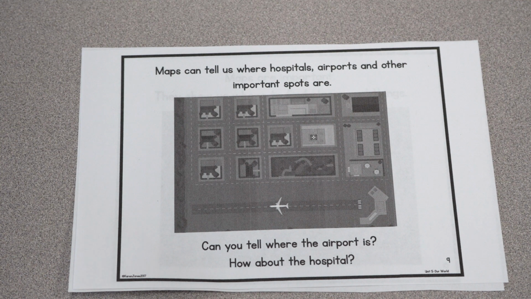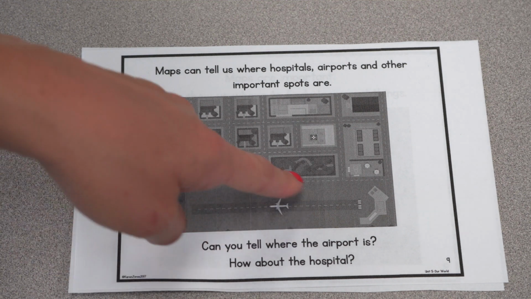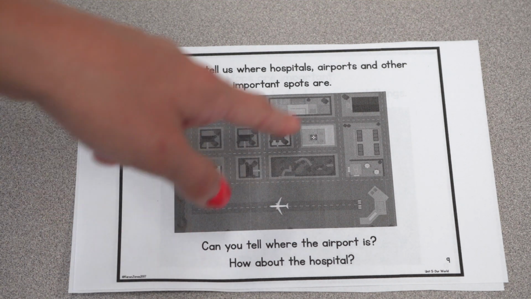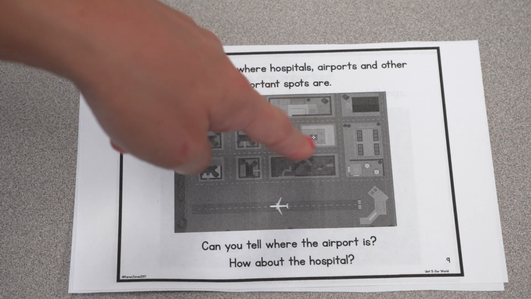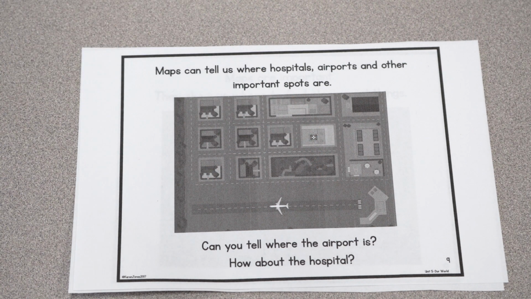Maps can tell us where hospitals, airports, and other important spots are. Can you tell where the airport is? How about the hospital? Here we have the airport. You see the plane, and it's kind of small and hard to see, but we have a cross here that tells us that that's the hospital.